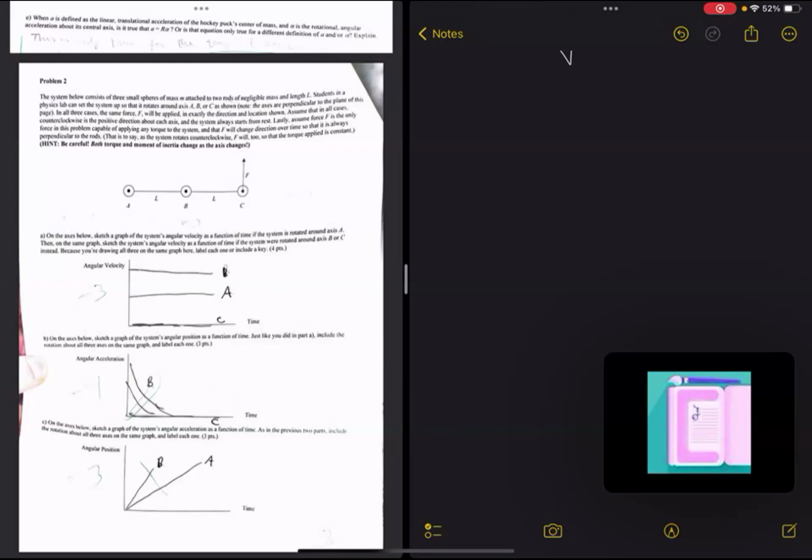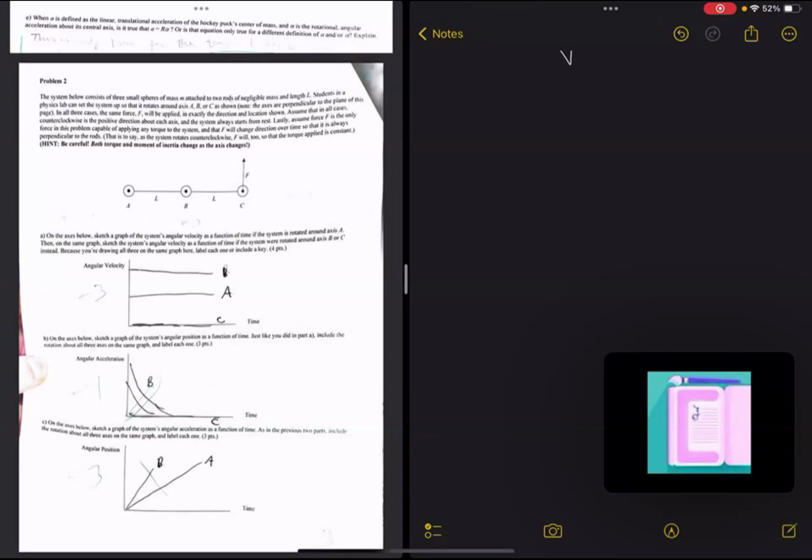Okay, a student in a physics lab can set the system up so that it rotates around axis A, B, and C as shown. Oh, we are changing the axis. So we will select three different axes, right? In all three cases, the same force will be applied exactly in the direction and location shown. So the force F will always be acting at point C, and that will always be perpendicular to the lever arm B to C.